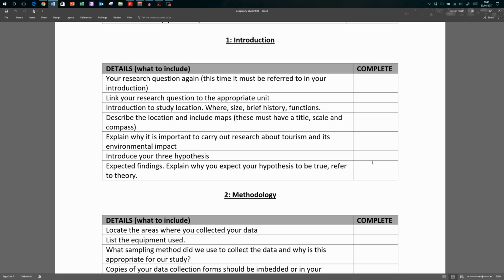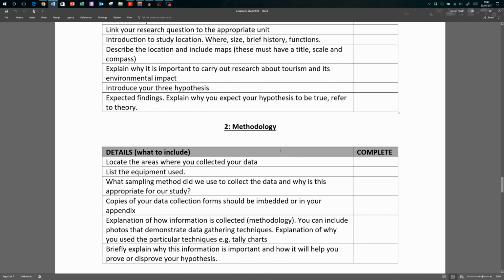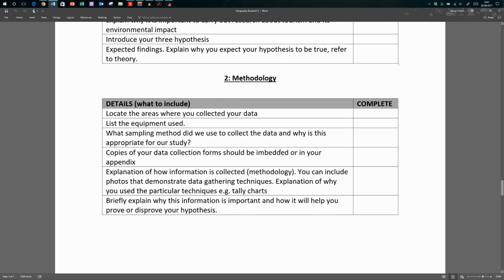The second part of your coursework is your methodology. This is how you conducted your data collection. Locate the areas specifically where you collected the data on a different map. Did you collect data at this part, mark it A, or at another part, mark it B? You should also talk about the equipment that you used. Name it correctly. If you've used specialist equipment, for example, a clinometer on a coast, or an air quality meter for an urban area, or a decibel meter, you should mention this.